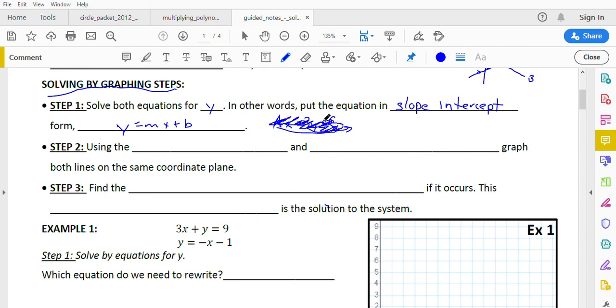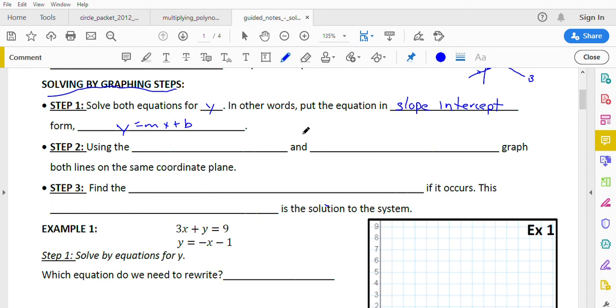Now, also because you guys know a little bit more, if things are in a different form, then graphing might not be the right answer. If everything's in standard form, something like elimination or substitution might be better. You guys are old enough, you're going to figure out the best strategy.